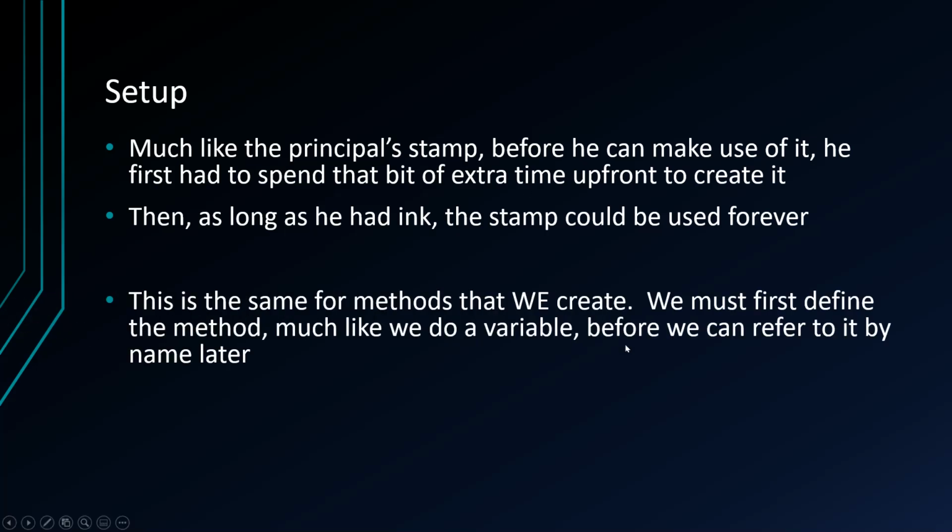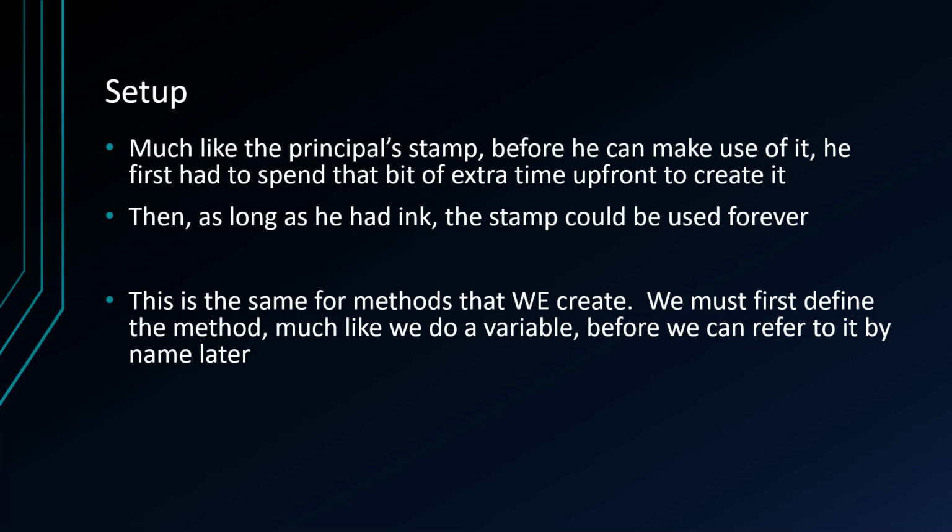As I said, this is the same for methods that we create. We must first define the method, much like we do a variable, before we can actually refer to it by name later. Now, you might ask, define? What do you mean define? Define the method, sir. Well, we defined our variables by quickly stating what they were. That was it. And then it was just added to the C# dictionary. But what did we really create there? Well, we really created a bucket to hold data.